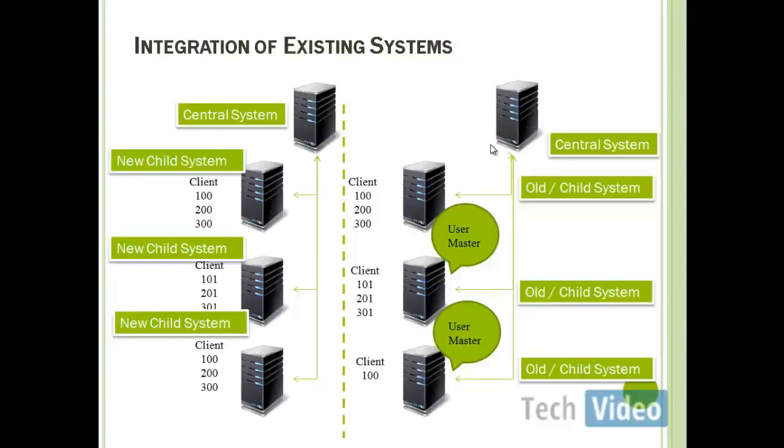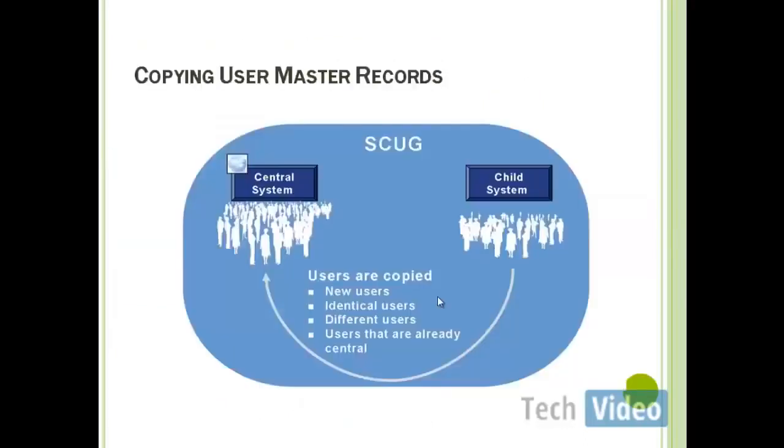However, as we discussed, the profiles and roles of the old system should still exist in the old system, since we cannot manage them using CUA, as we have already seen. Copying user master data: for this we will be using a transaction code called SCUG. Using this transaction code, all the existing user master records are migrated to the central system.